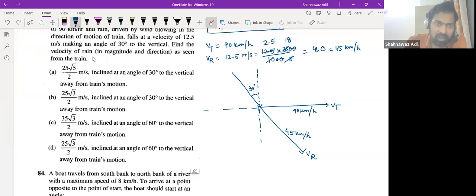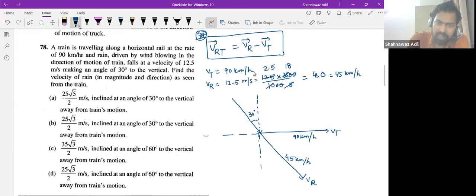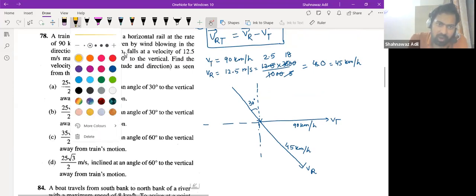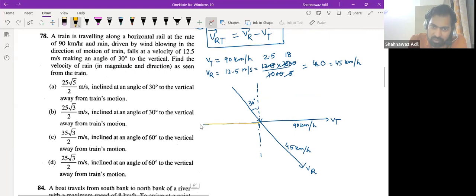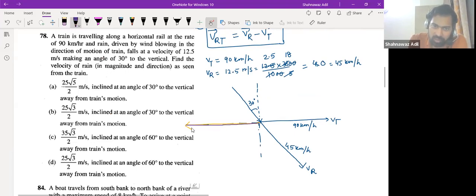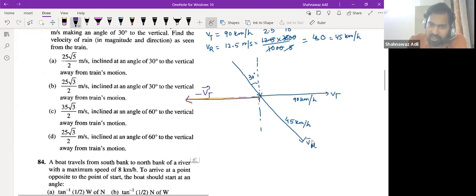Now find the velocity of rain as seen by the train. So we have to find out VR, right? So this is VR and this is VT. So we have to elongate this V in the opposite direction. So this is my minus VT. Let me write it in proper colors. This is my VT, this is my VR, and then I have to take the resultant of these two, right? So that would give me the relative velocity.